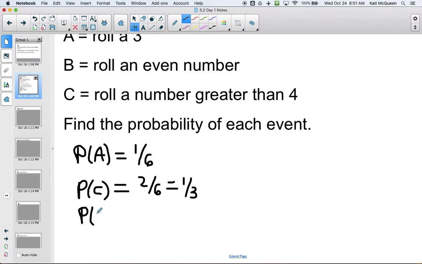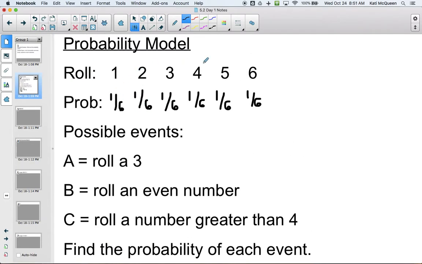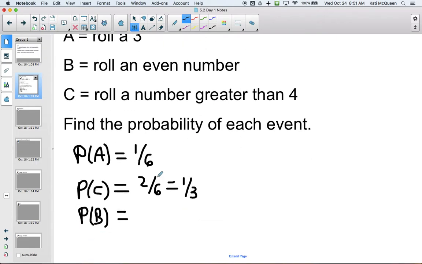All right, now let's find the probability of event B. So B is rolling an even number. So I would look at my sample space. Of my 6 equally likely outcomes, I have 3 even numbers, 2, 4, and 6. So I would have 3 out of 6, or 1/2.